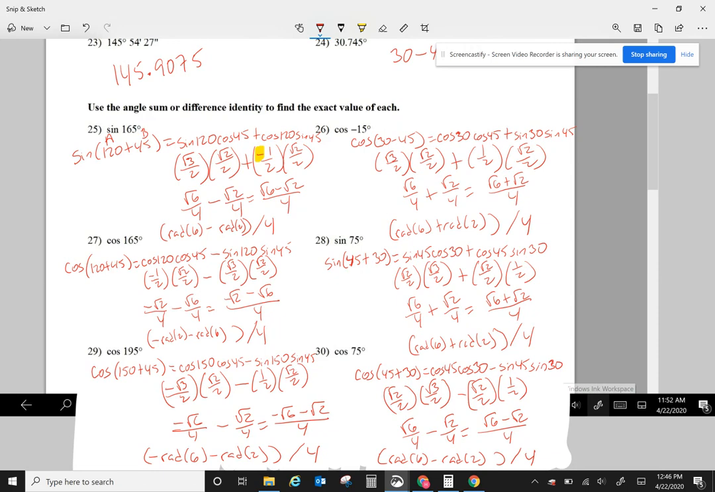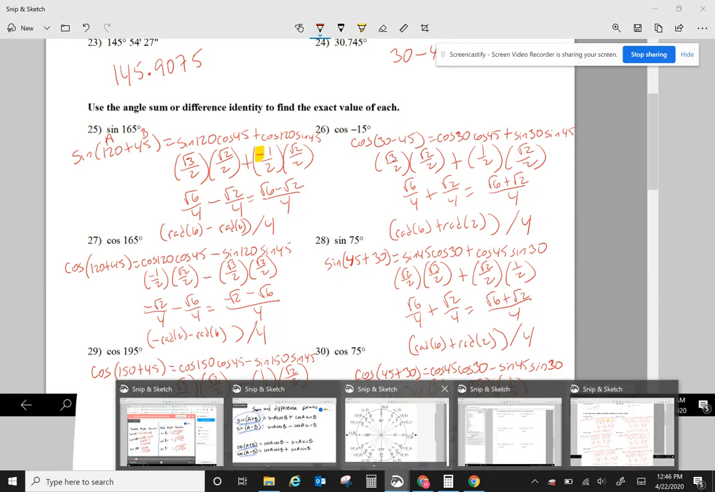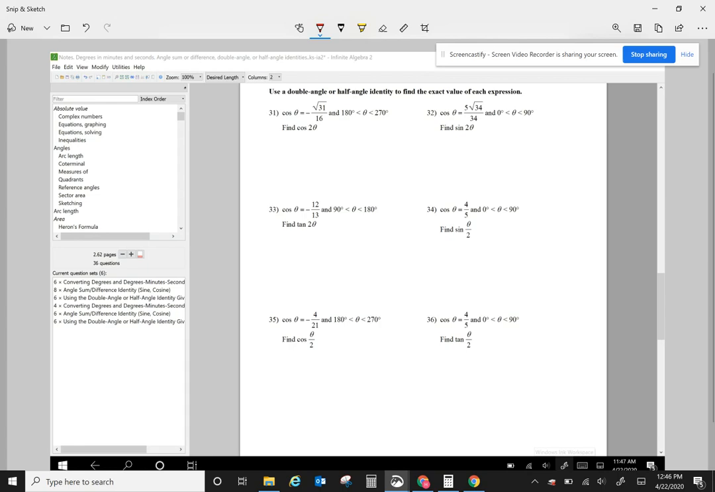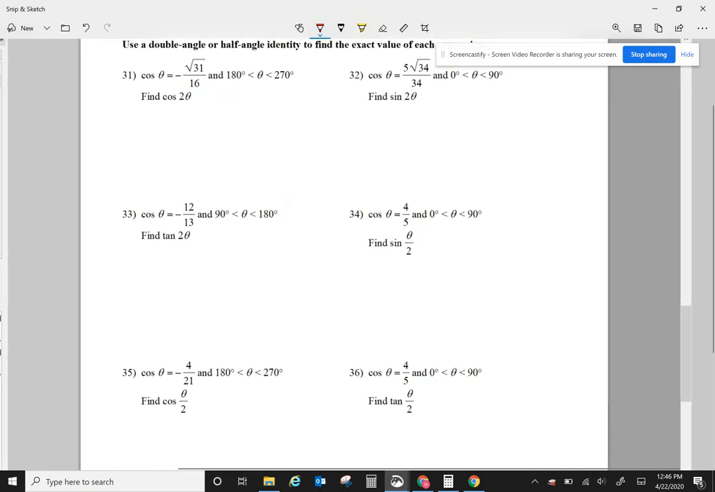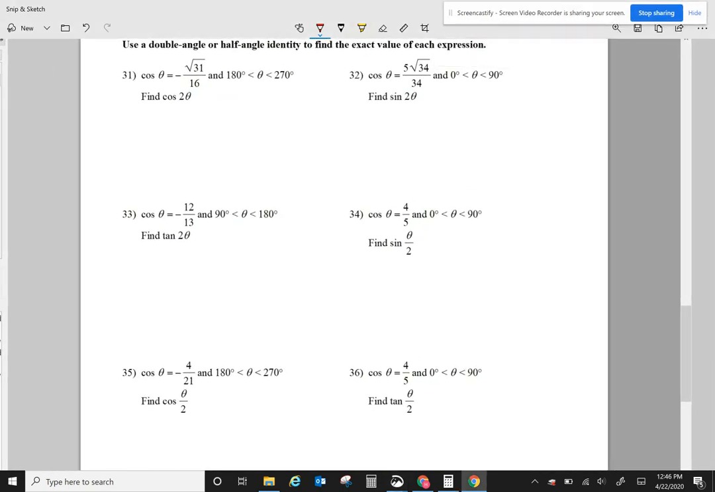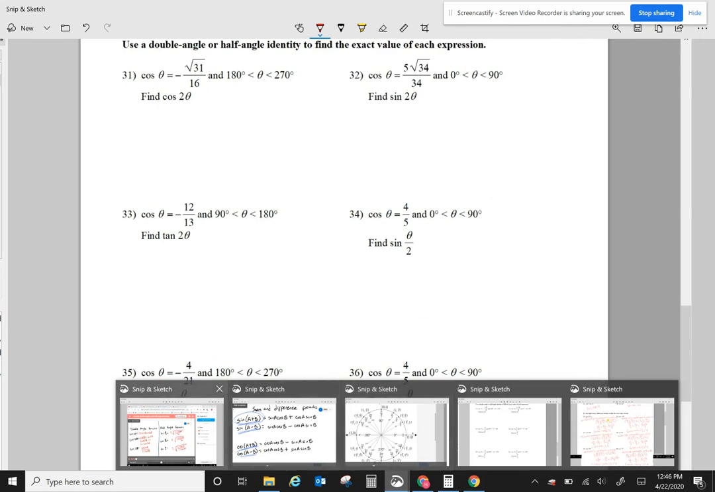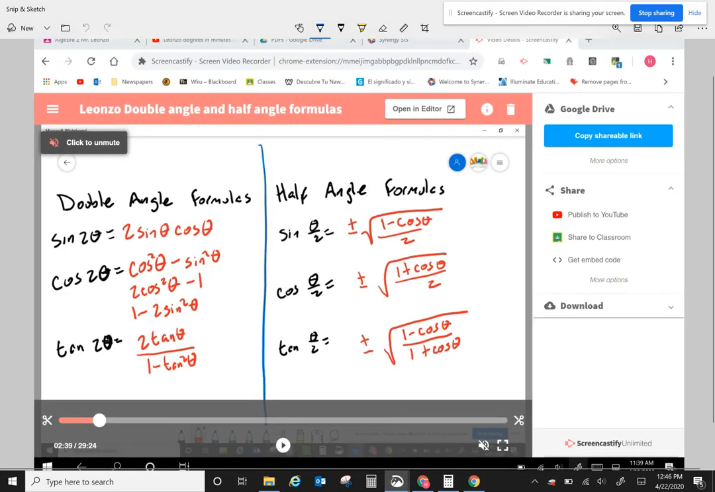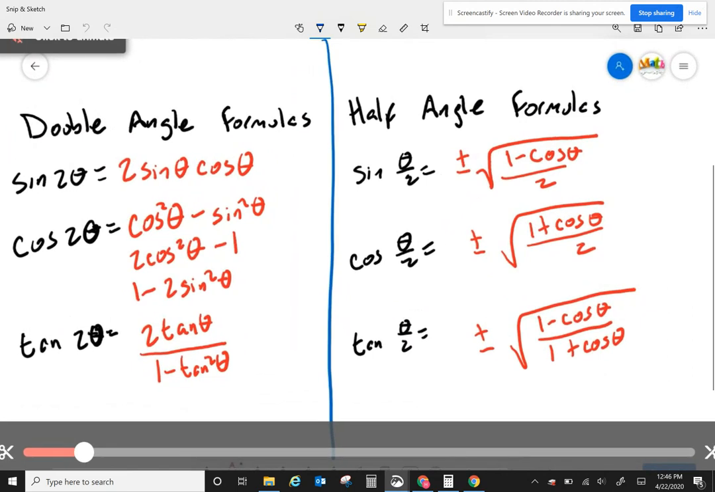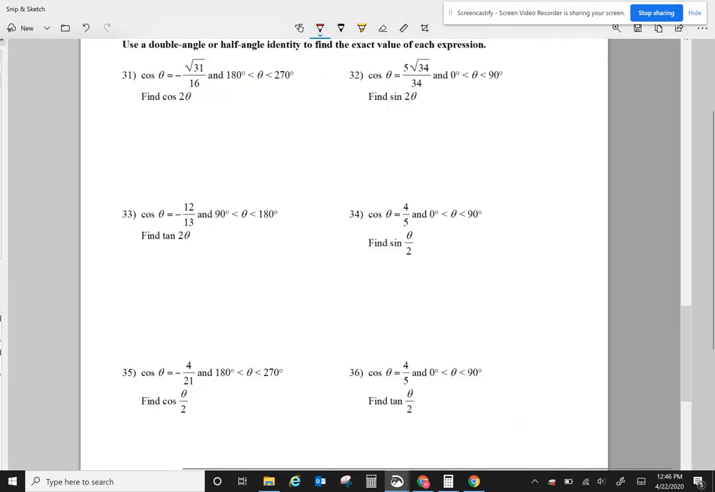That was Tuesday. Now on Wednesday, let's move on to Wednesday stuff. We saw the double angle and the half angle identities. Now for these, I know I gave you guys some formulas, for the double angle formulas and the half angle formulas. So that's what we're going to use. So let's take a look.